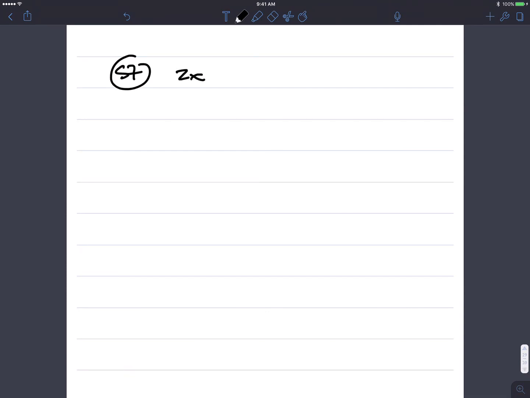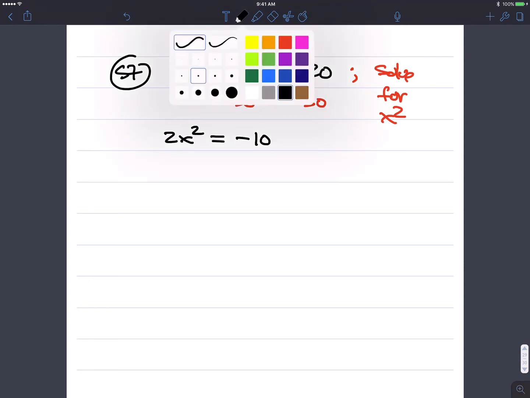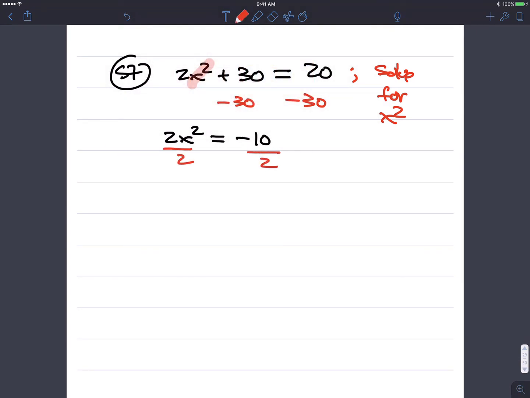57. 2x squared plus 30 is 20. And like the prior examples, we have to solve for x squared. We have to get x squared by itself. Subtract 30 from both sides. I get 2x squared equals 20 minus 30, which is negative 10. Divide both sides by 2. I get x squared is negative 5.